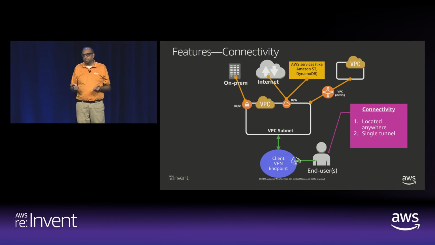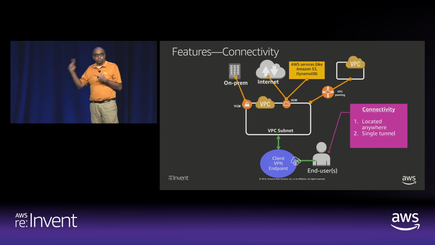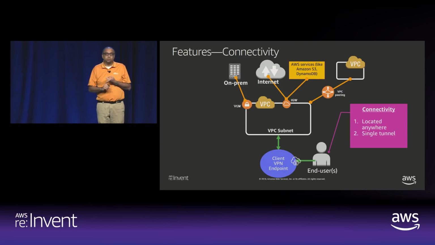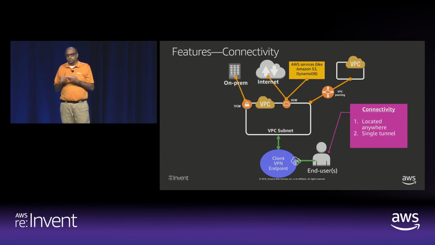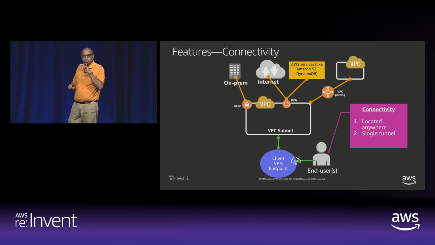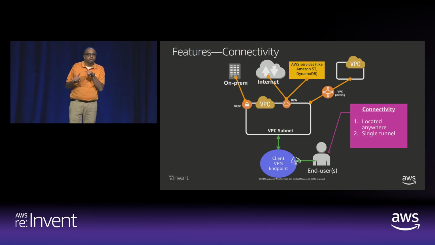A couple of other points from a connectivity standpoint: the tunnel that we establish from your end user to the client VPN is a full tunnel, meaning we're going to have a default route on the end user's device that will automatically send all traffic through the tunnel interface on the device to the endpoint.